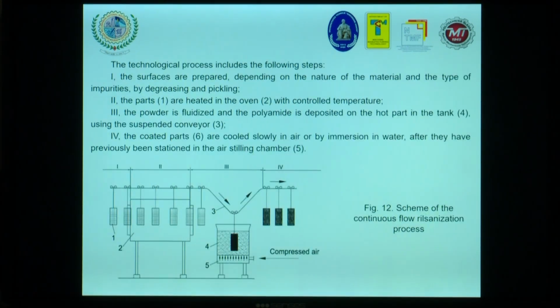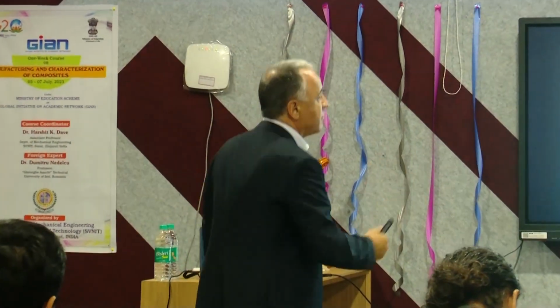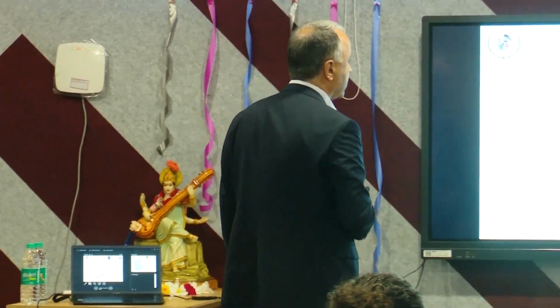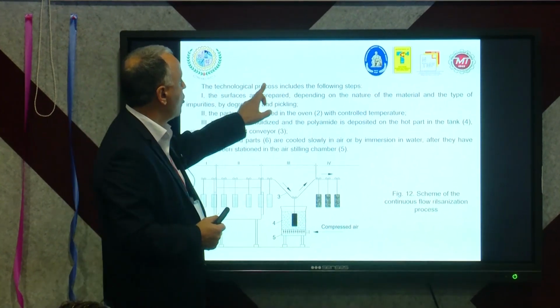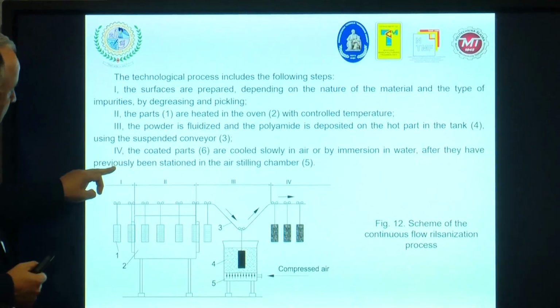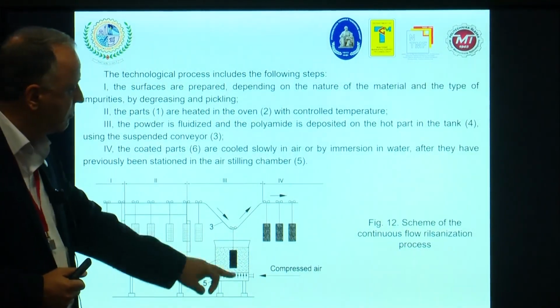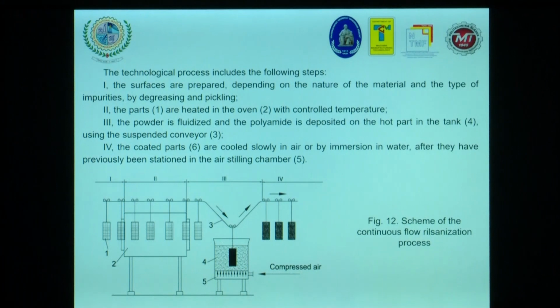This technology also has an automatic method. We have companies in our city working on this technology. In the case of the continuous flow rilsanization process, you can use something like this. The technological process included the following steps. You can see here the main areas that the part must follow.